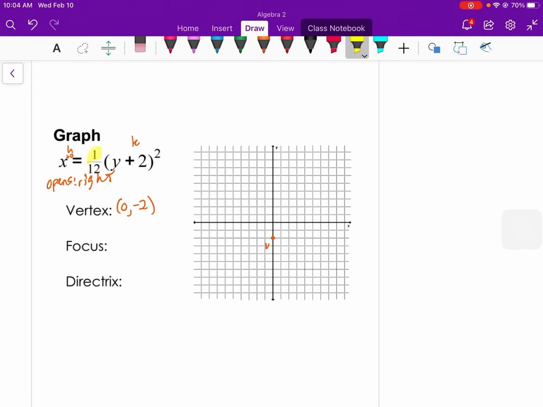That's our vertex. To find the focus, we need to set this fraction 1 over 12 equal to 1 over 4p. So then we have 4p equals 12. So divide both sides by 4. So p equals 3. P will help us find the focus and the directrix. Since it opens right, that means the focus is going to be to the right 3 units because it's p units away. So 1, 2, 3 is our focus. And then the directrix is going to be 3 units outside of, so to the left. And this is the line 1, 2, 3.